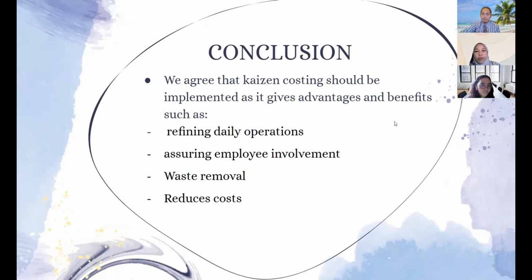In conclusion, Kaizen costing is a Japanese philosophy that has been implemented by big companies worldwide, such as Nike, an American company, and Nestle, a Swiss company, due to its advantages and benefits, such as refining daily operations, assuring employee involvement, waste removal, and also Kaizen costing helps reduce costs. Therefore, we agree that Kaizen costing should be implemented by other companies too.